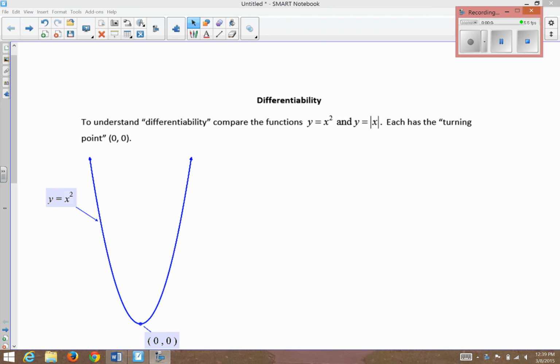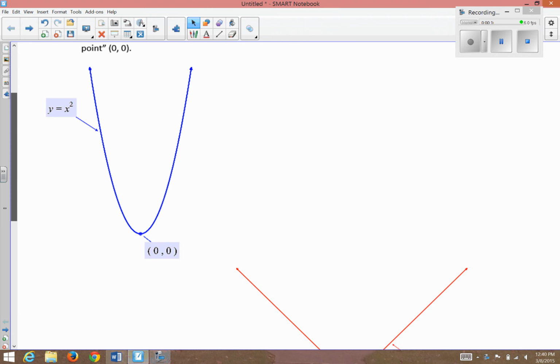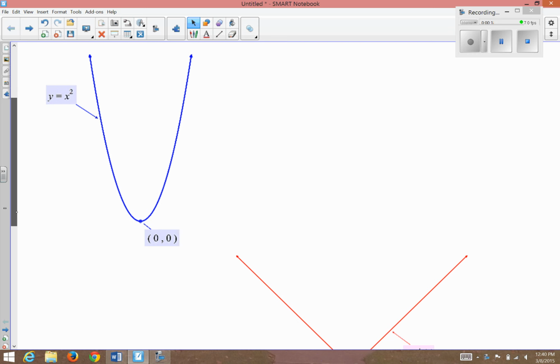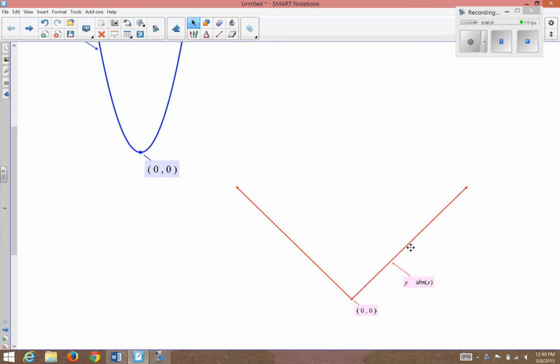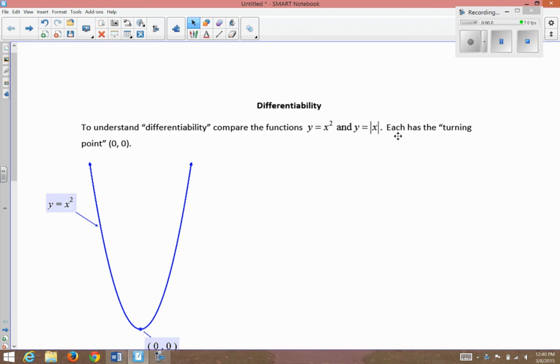Differentiability. To understand differentiability, we will compare the two functions y equals x squared, which is blue, and y equals the absolute value of x, which is red. Each of these functions has the turning point 0, 0.